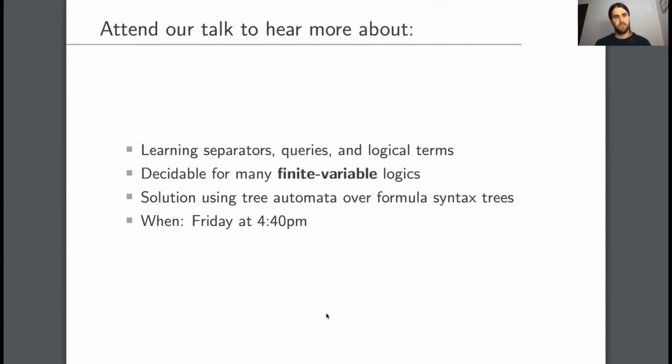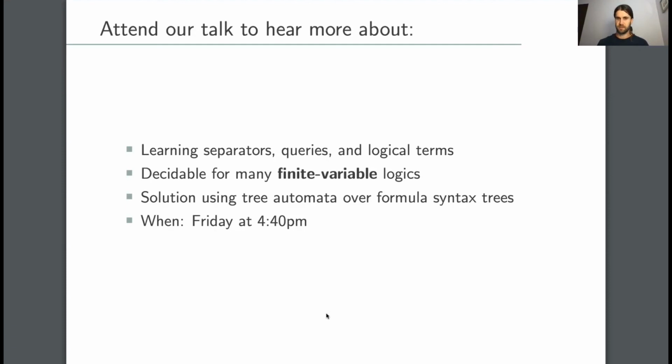Please attend our talk to hear more about this kind of problem. Those two examples were for the problem of learning separators, but we also looked at two other problems. One of them was learning queries, and the other learning logical terms. It turns out that all three of these problems are actually decidable for many different finite variable logics.